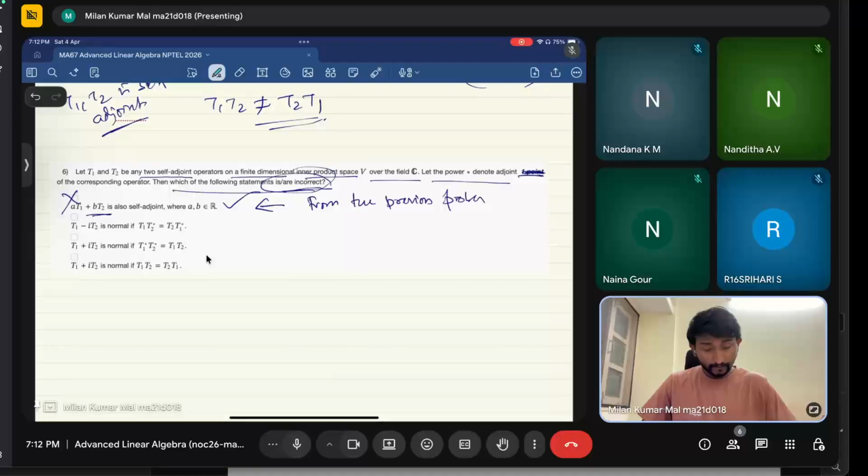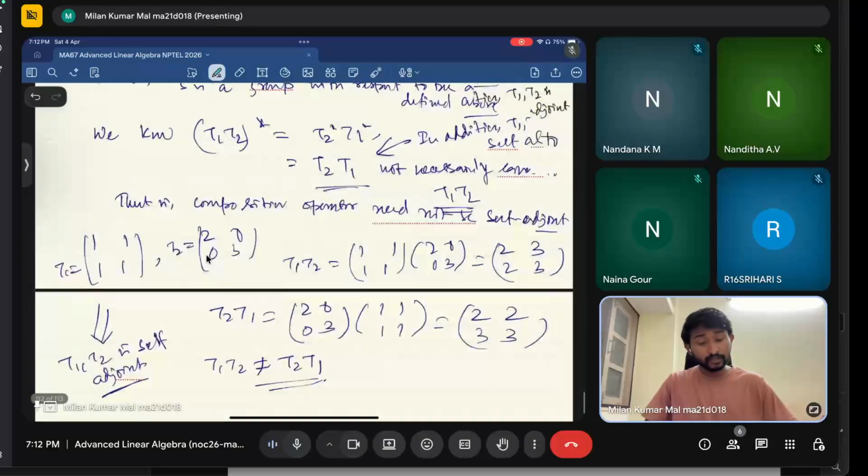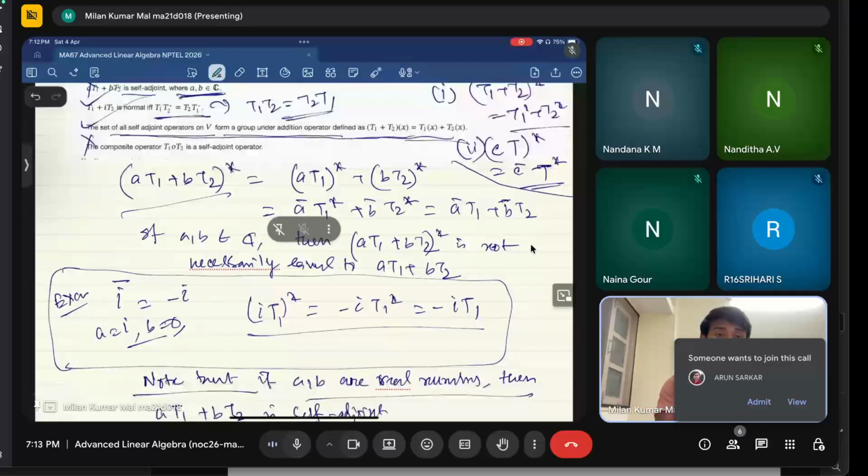Here it is. Note that if a and b are real numbers, then this is self-adjoint. Because the adjoint of a T1 plus b T2 looks like this. Now if T1 and T2 are self-adjoint, then this has to be equal to a T1 plus b T2, if we know that a equals a bar and b equals b bar.